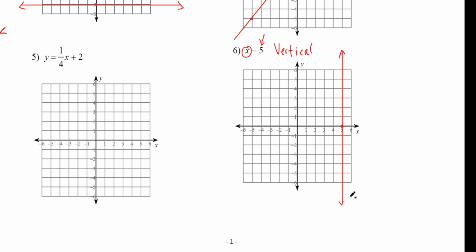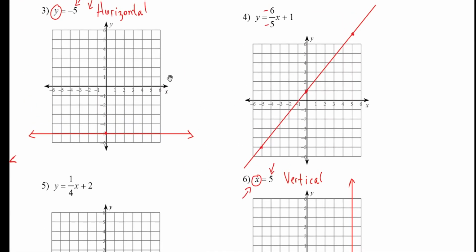You just got to keep them straight. You got to know that x equals something is a vertical line. What's an easy way to remember that? Well, an easy way to remember that is the vertical line goes through what? The x-axis, okay, at 5. You see it? That's how you can remember. How do you know if this is horizontal or vertical? Well, the line goes through what? The y-axis at -5. So the line's going to look like this.